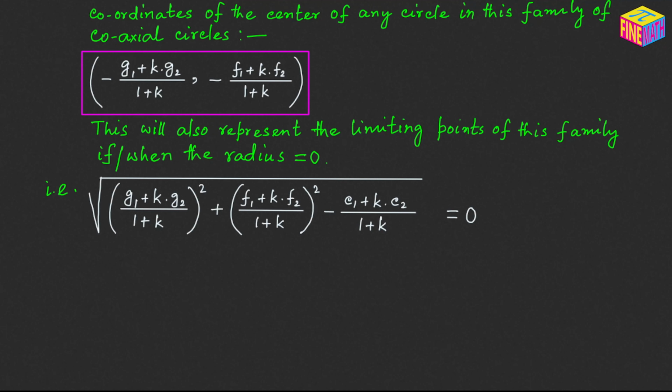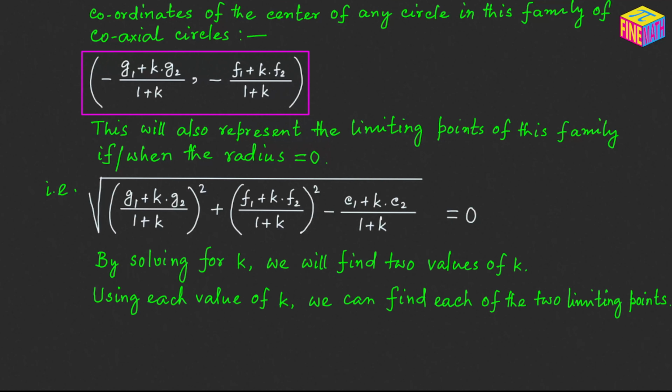And if you think about it, you can clearly see that if we take a square on both sides, ultimately we will end up with the quadratic equation involving k, and from there we can find 2 values of k. And then we can use those 2 values of k to determine the coordinates of the limiting points. I hope the steps are clear.